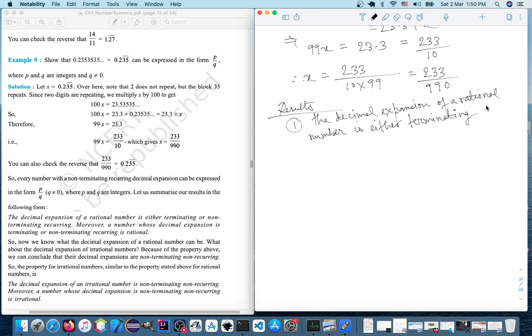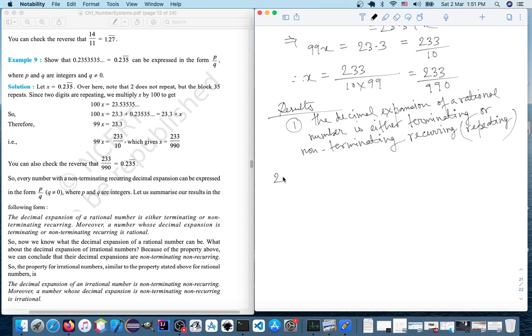So in that case, we see the decimal expansion is terminating, or non-terminating, means it will not terminate, or non-terminating recurring, also known as repeating. The words recurring and repeating are the same. We sometimes say non-terminating recurring, or we sometimes say non-terminating repeating. So this is one result we got.